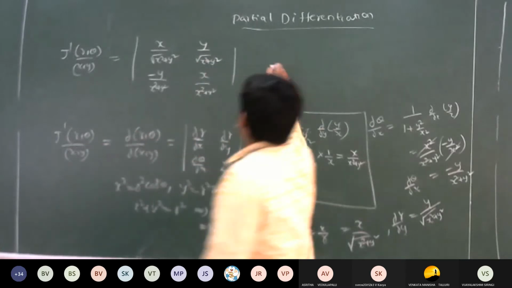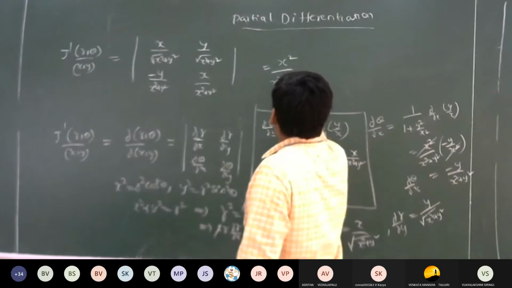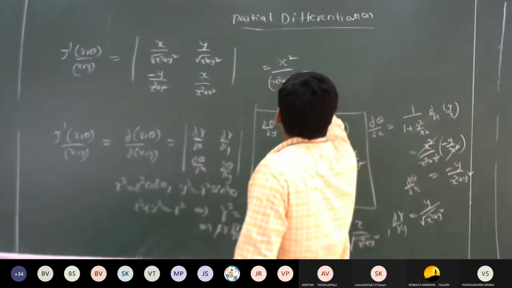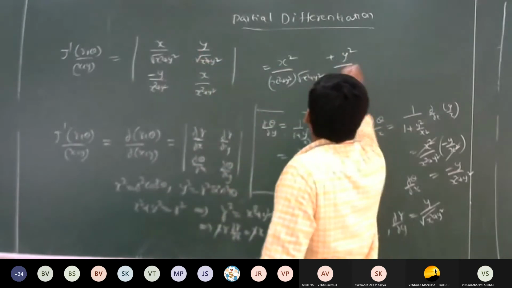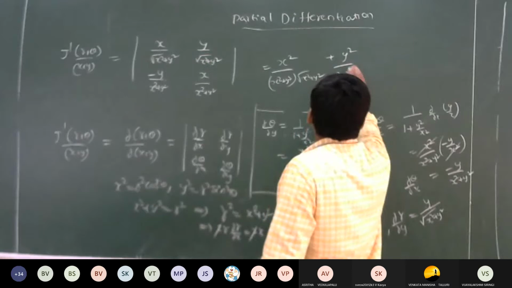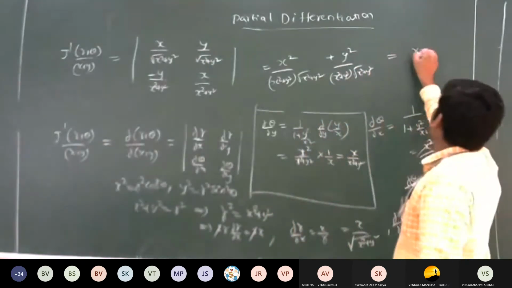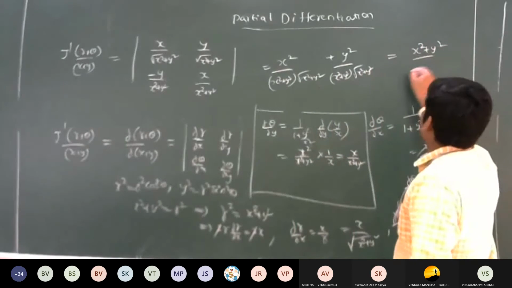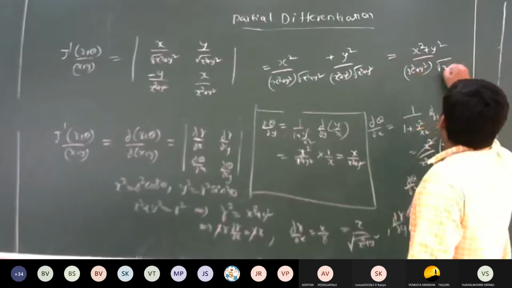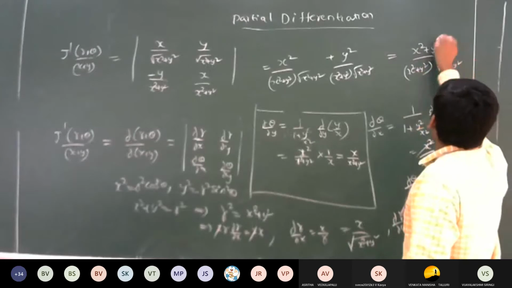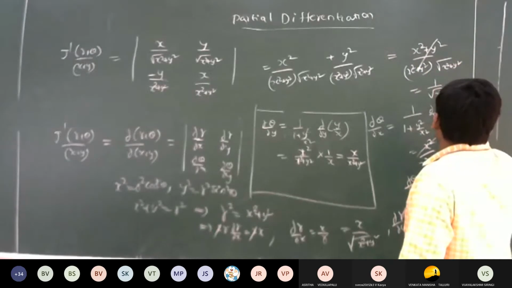So do the cross product. That becomes x square by x square plus y square into square root of x square plus y square, minus into minus, so this is y square by x square plus y square into square root of x square plus y square. So that is equal to x square plus y square by x square plus y square into square root of x square plus y square. So this one cancels. That is equal to 1 by square root of x square plus y square.